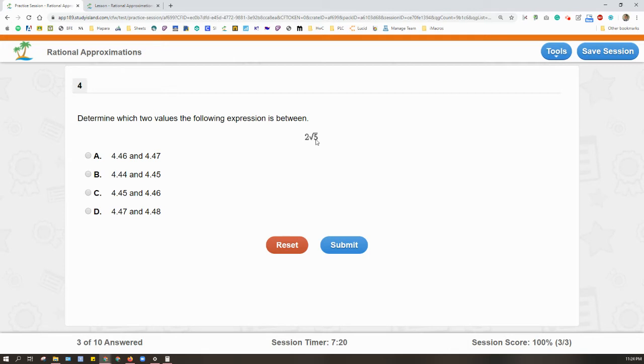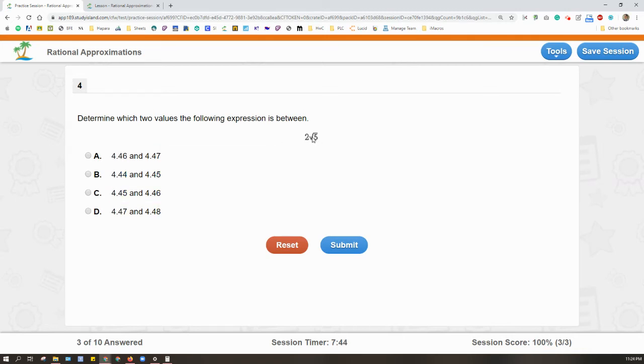Number 4, determine which two values the following expression is between. So I've got 2 times the square root of 5. Now the square root of 5 is a little bit more than 2. I know that because the square root of 5 is a little bit more than the square root of 4, and the square root of 4 is 2. This says 2 times that. Well, 2 times 2 is 4, so we're doing 2 times a little bit more than 2. But all of these options are that same thing.